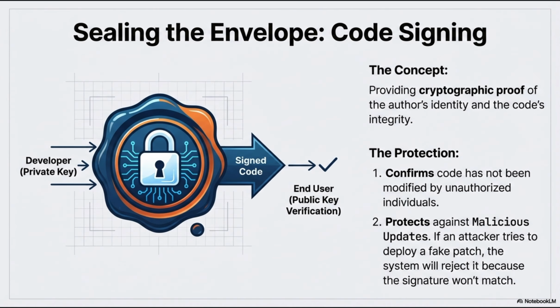Now, sealing the envelope with code signing. You're going to want to provide cryptographic proof of the author's identity and the code's integrity. The protection confirms code has not been modified by unauthorized individuals and protects against malicious updates. If an attacker tries to deploy a fake patch, the system will reject it because the signature won't match.